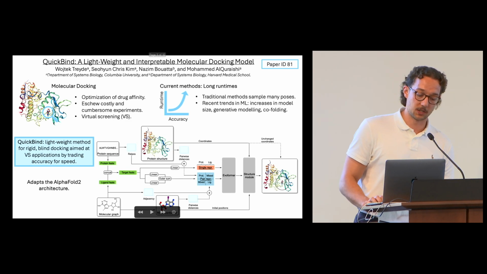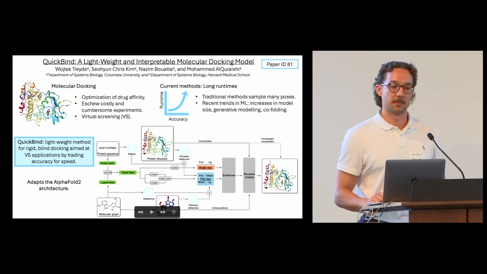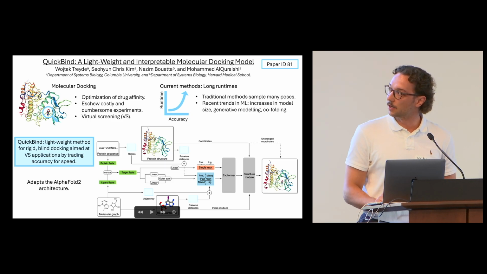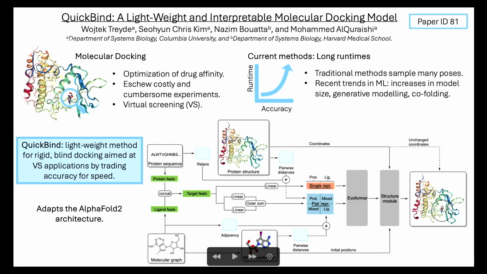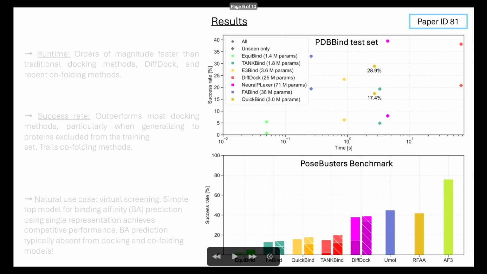In terms of architecture, it's based on the AlphaFold2 architecture, which also makes it very topical based on the recent updates to AlphaFold2 for co-folding, AlphaFold3. We benchmarked QuickBind on two data sets, the PDBBind test set and the PoseBusters benchmark. These are plots of the success rate, so the fraction of correctly predicted complexes, versus model runtime, either explicitly or by sorting the models according to their runtime.